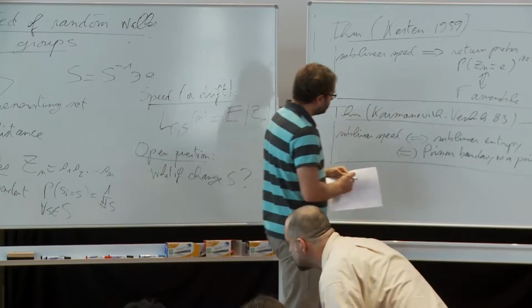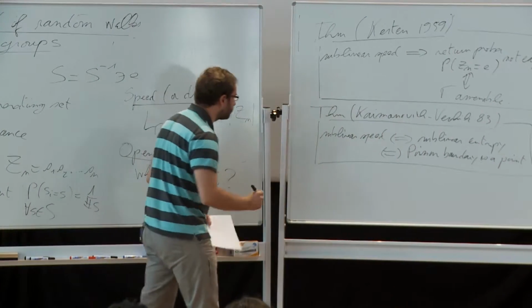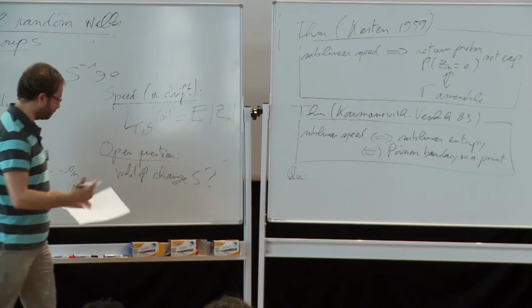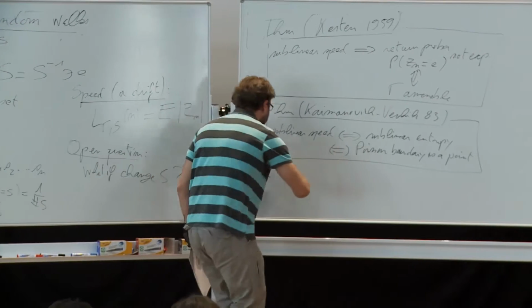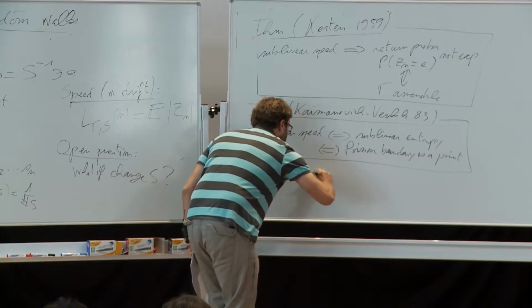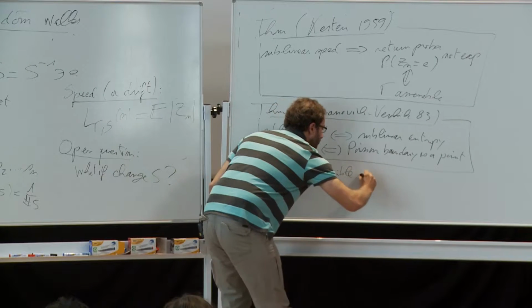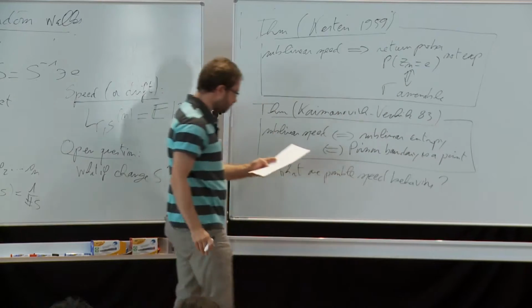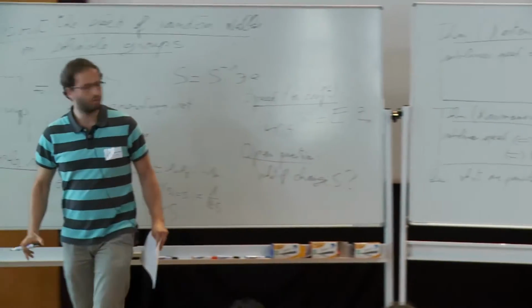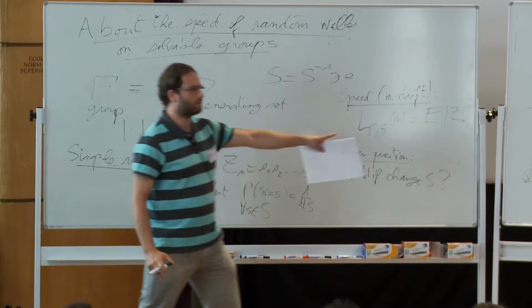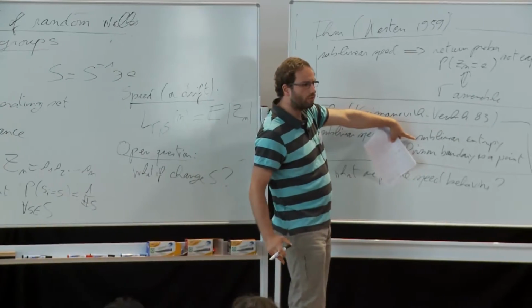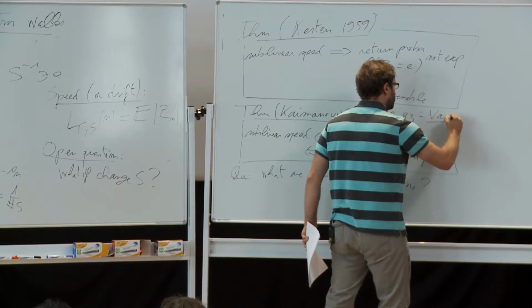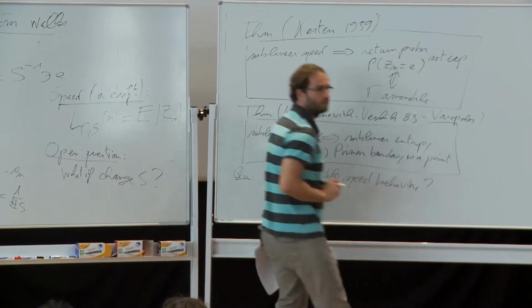And this theorem makes this very natural question: what are the possible behaviors for speed of groups? What are possible speed behaviors? Is this equivalence, in one direction, due to Arrhenius? Okay, so I missed something here. Thank you.